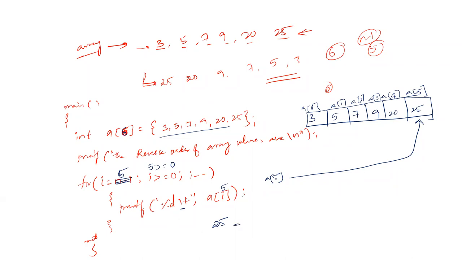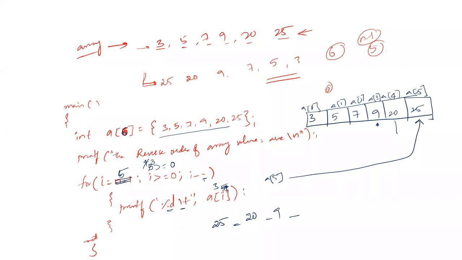Next, we have completed all the statements in the for loop. Go to the i minus minus updation, the i value becomes 4. 4 greater than 0, yes, it is true. So again, we go to the statement printf a[4]. What is a[4]? This is 20. So I'll be printing 20 with a space. Again, next i minus minus, it becomes 3. 3 greater than 0, yes, it is true. And here we are going to print the a[i] value. What is a[3]? This is 9. So 9 followed by a space.